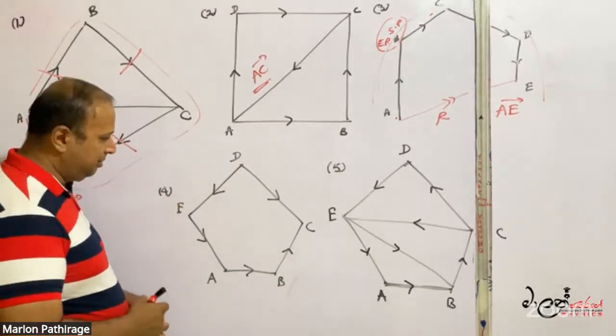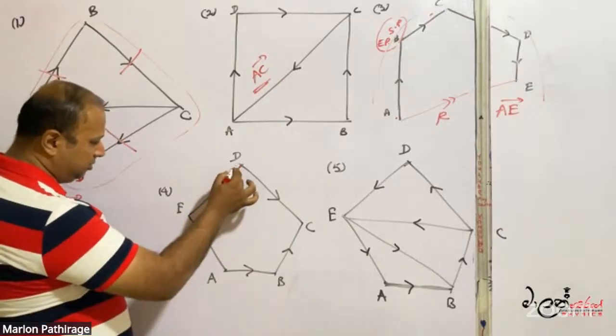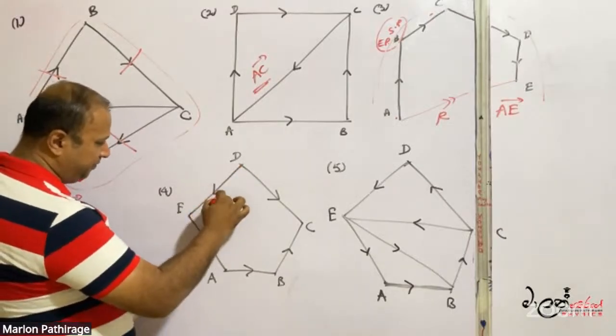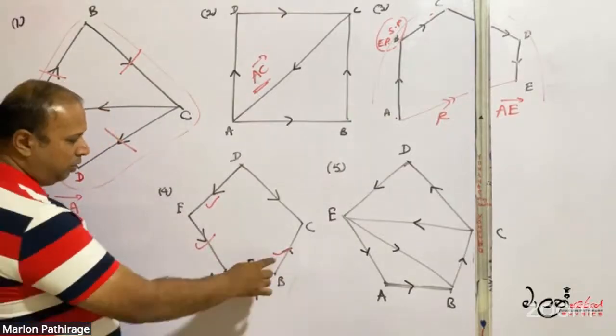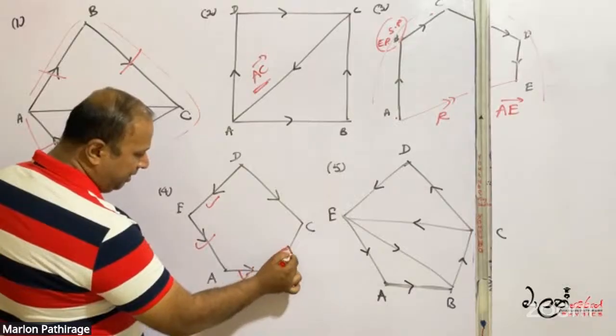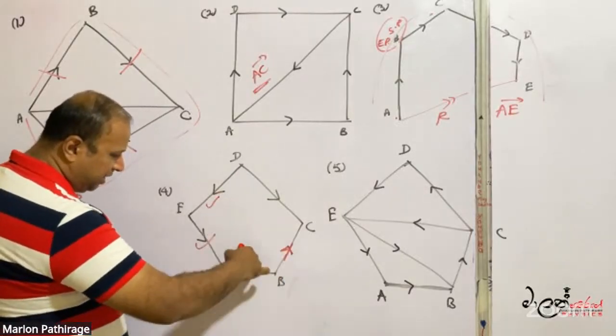Okay? So if you consider these four vectors, all of them are in the same rotation direction.